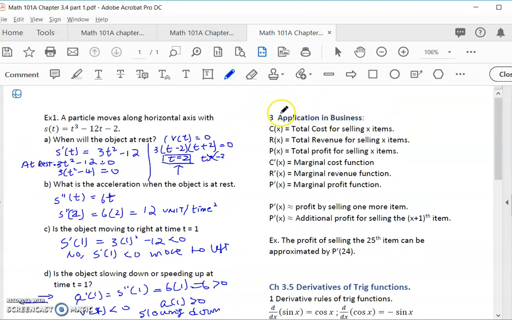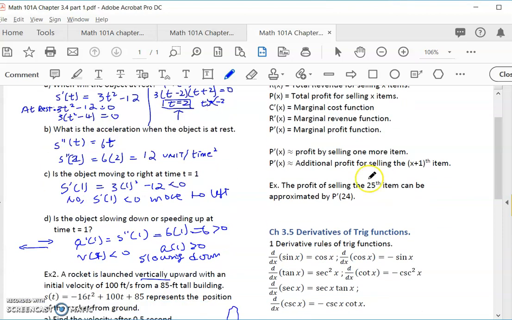Okay, so then the third application is in business. It's about cost, revenue, profit in general. Profit is revenue minus cost. And then C prime, R prime, P prime are the derivatives of them, also known as marginal cost, marginal revenue, and marginal profit. Marginal because it describes how much your cost or revenue or profit will change if you increase by one more item. Because of this definition, the additional profit or cost or revenue that you get from selling the x plus 1 item is P prime of x.